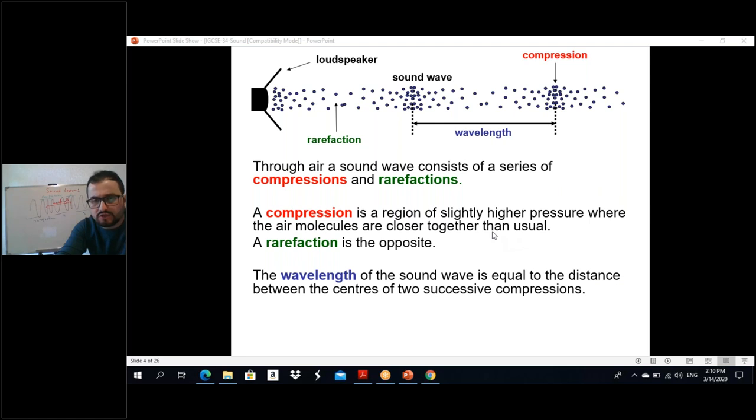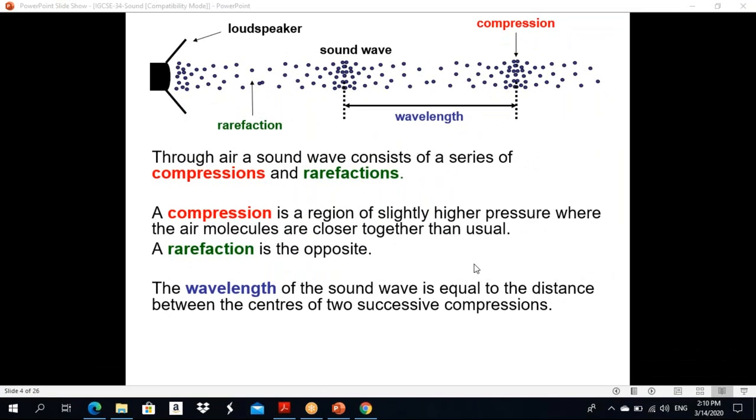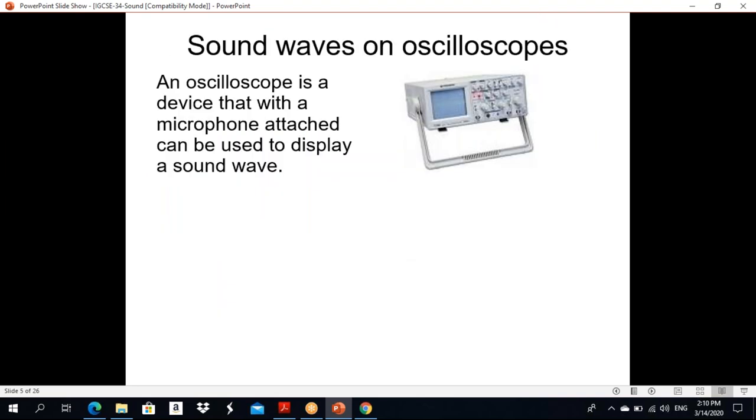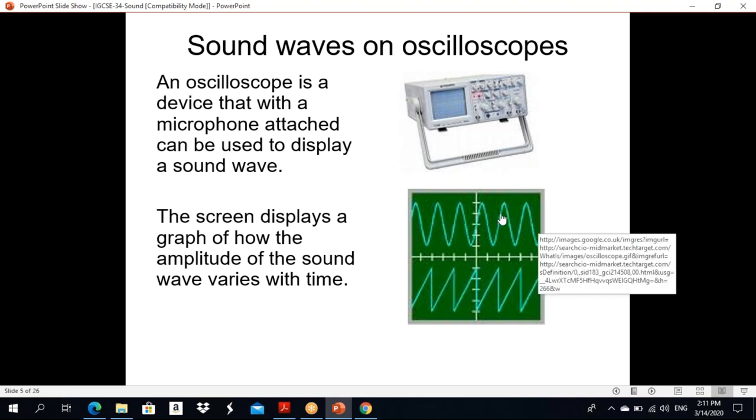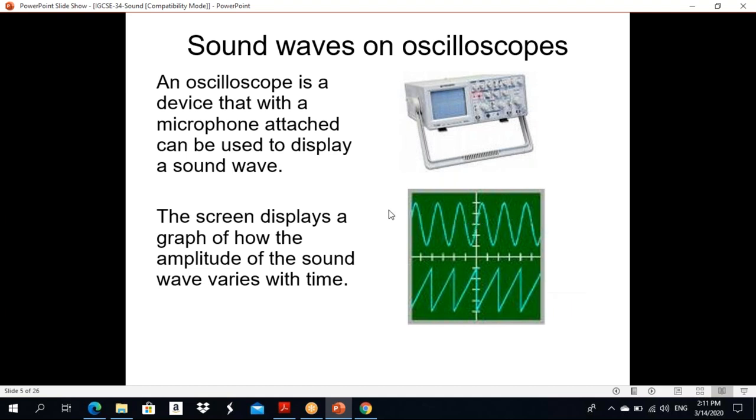Okay, so you see that we talked about this part. Let me turn off the camera. Okay. Sound waves on an oscilloscope. By using an oscilloscope, we can see the path of a sound wave. An oscilloscope is a device, read please. An oscilloscope is a device that, with a microphone attached, can be used to display a sound wave. So this device is called an oscilloscope. The screen displays a graph of how the amplitude of a sound wave varies with time. So look at this graph. It is a graph of a sine wave, sine function. Next.